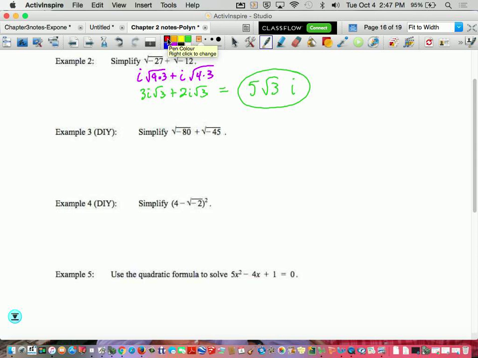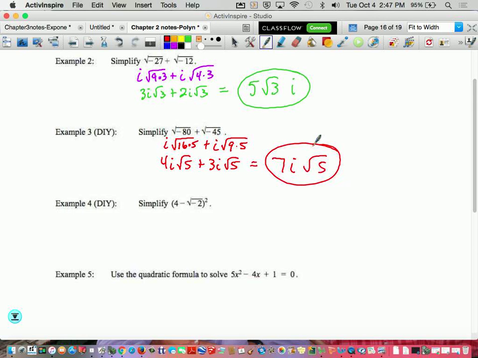So here we go. I would pull the i out front. The square root of 80, the easiest is to do 16 times 5. Divide by the perfect squares. Then pull the i out front again, and that could be 9 times 5. So this is 4i root 5. This is 3i root 5. And if you add those up, you have 7i root 5. Or 7 root 5i. Either, the same thing.